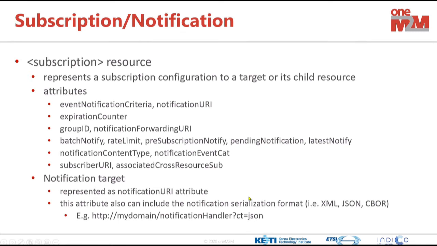We can indicate the notification target in the notification URI, and in the end, by oneM2M convention, you can indicate what kind of serialization format you want to get the notification in. So if you want the notification in JSON, you put question mark ct equals json at the end of the notification target in the notification URI attribute value. That's the content type, in short, CT.